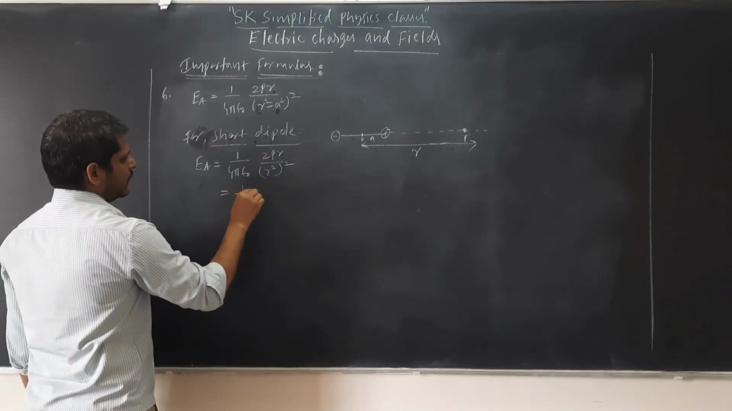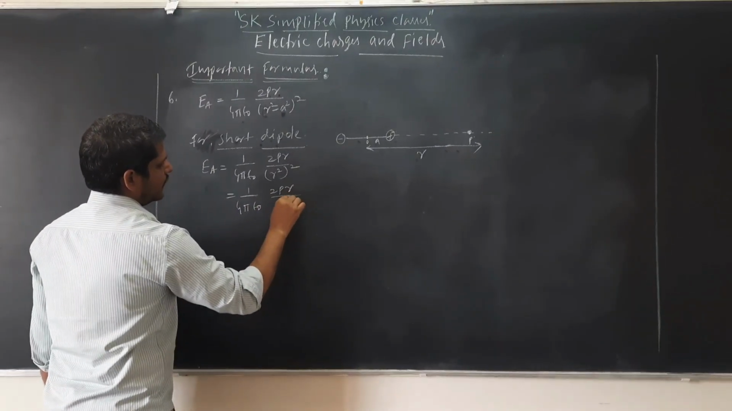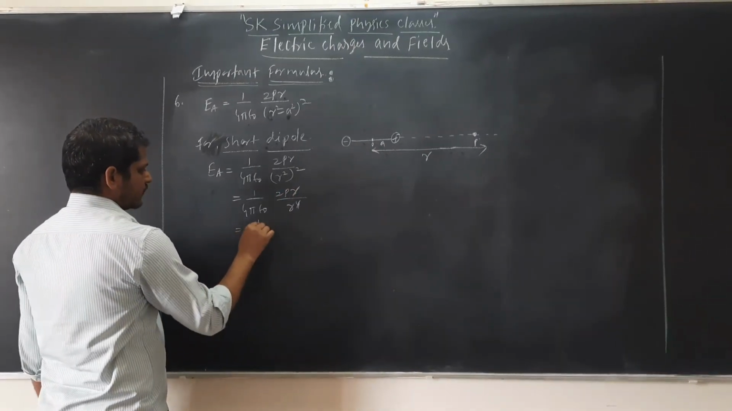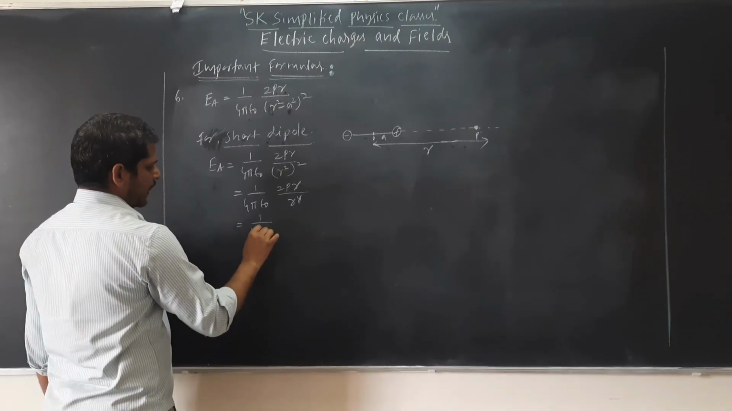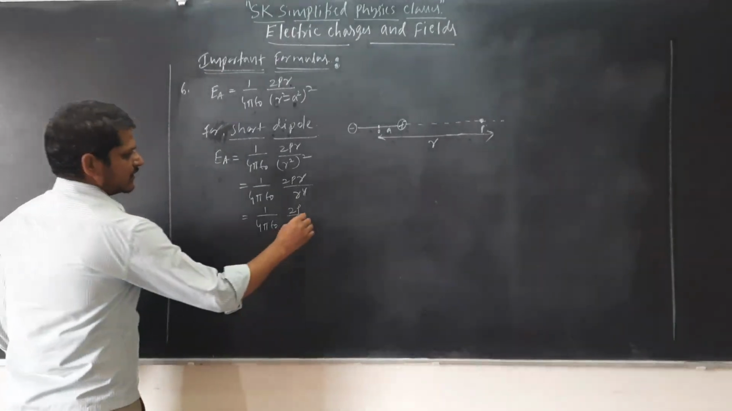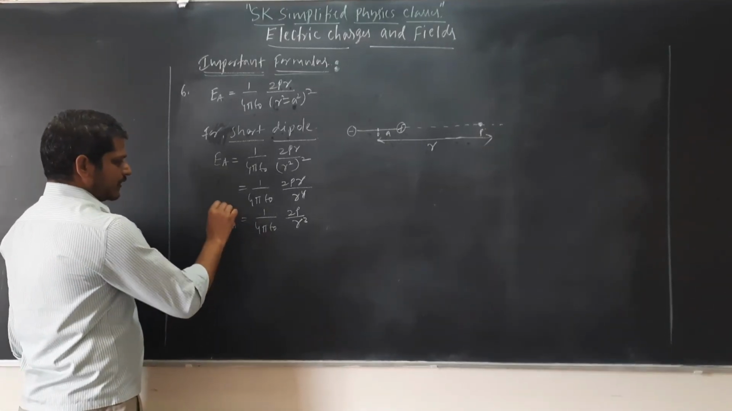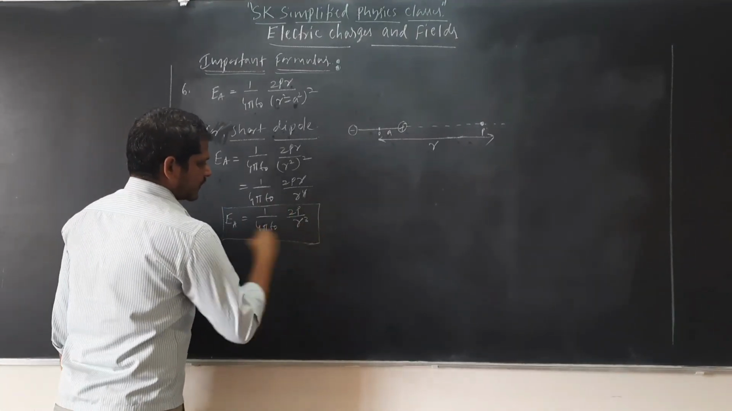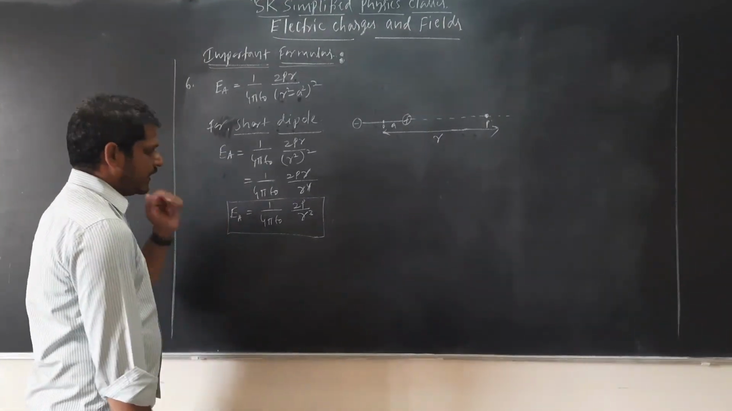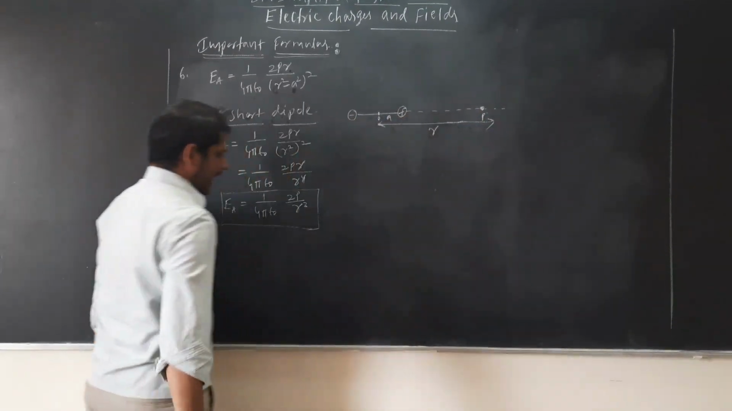So then this is given by 1 divided by 4 pi epsilon naught times 2pr divided by r to the power of 4. So this r will be cancelled. So this is 1 divided by 4 pi epsilon naught times 2p divided by r cube. This is the expression for a short dipole. Generally we use this expression to calculate the electric field at a point on the axis of the dipole. This is called the axis of the dipole.